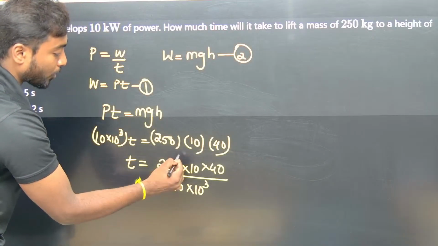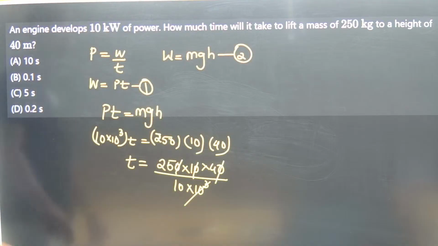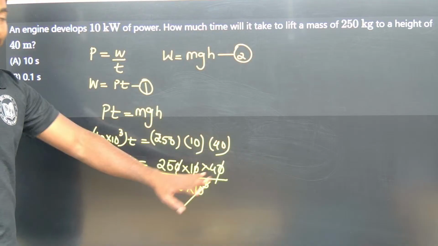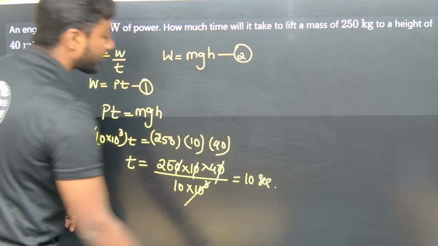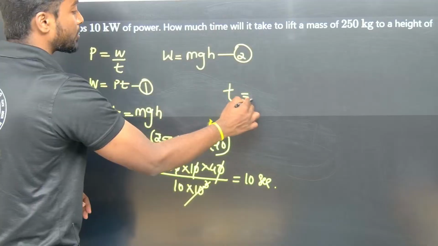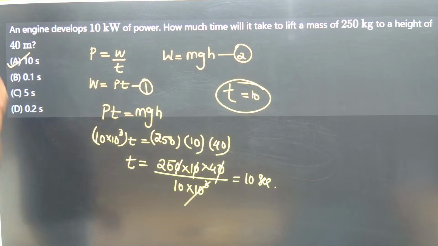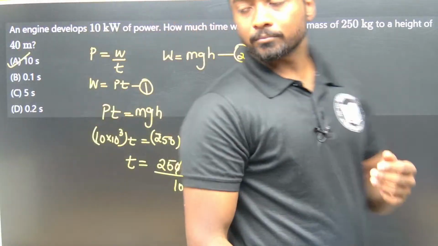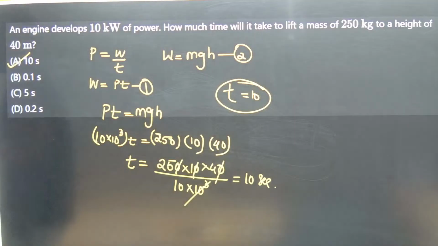So 3 zeros, the 10s will get cancelled out, and this 10 power 3 also cancels. So 25 into 4 is 100, 100 by 10 is 10. 10 seconds is the answer. That's it. So answer is T equals 10. Option A is the correct answer.